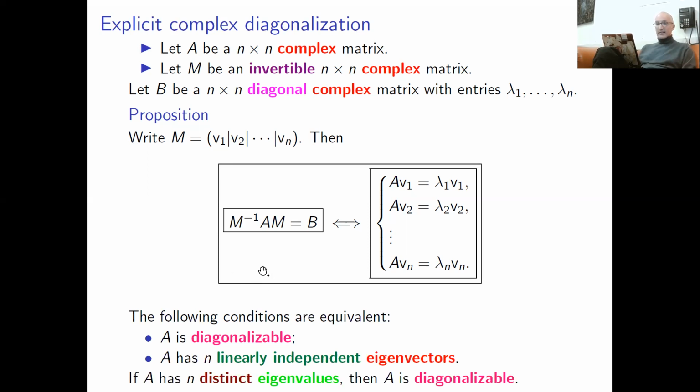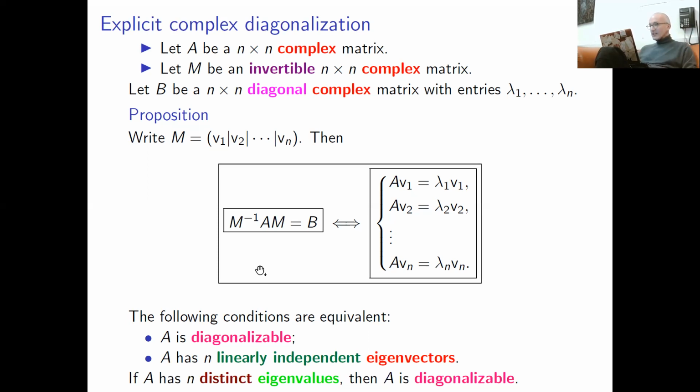Okay, and this is not obvious, but the proof is absolutely the same, just a copy paste of the proof that we did for real matrices. If matrix A has n distinct eigenvalues, then the corresponding eigenvectors are linearly independent. So in particular, A is diagonalizable. So this gives you the very simple, cheap criterion for diagonalization.